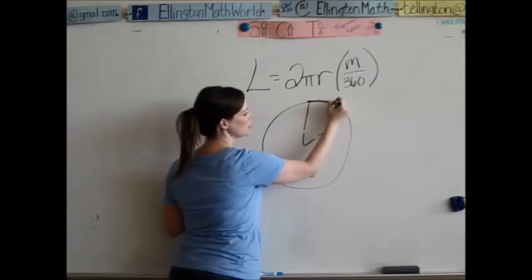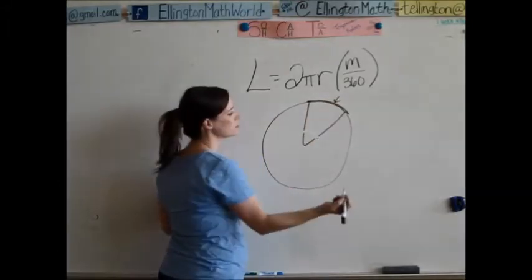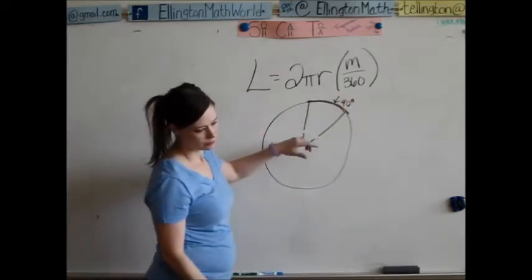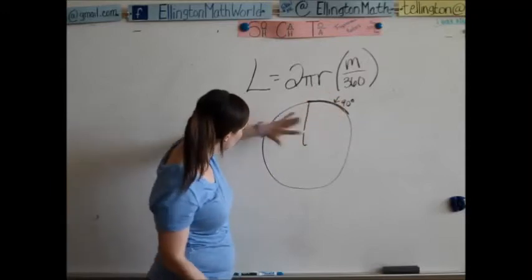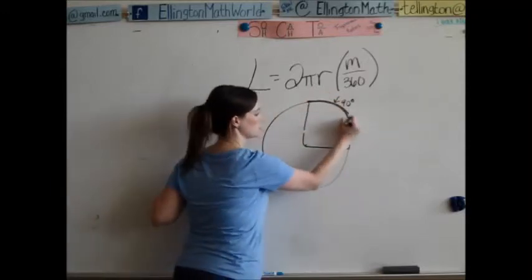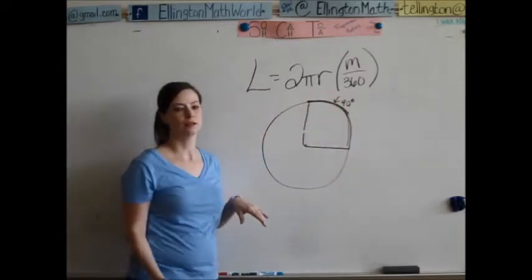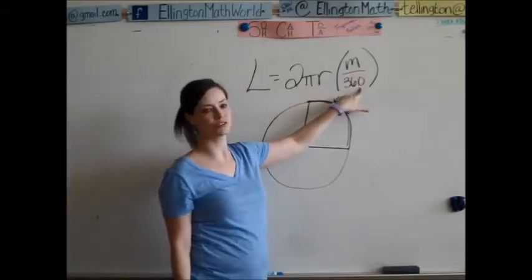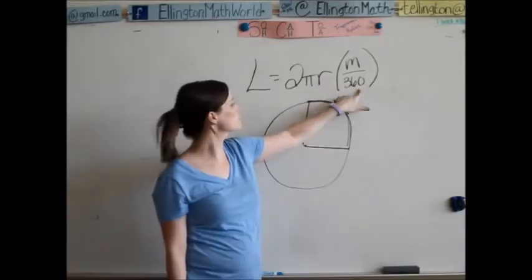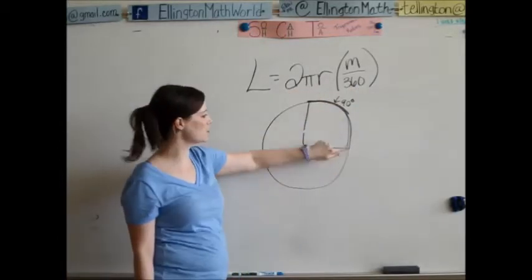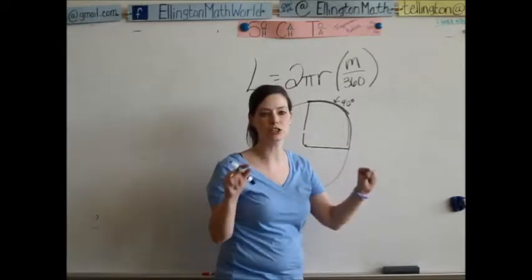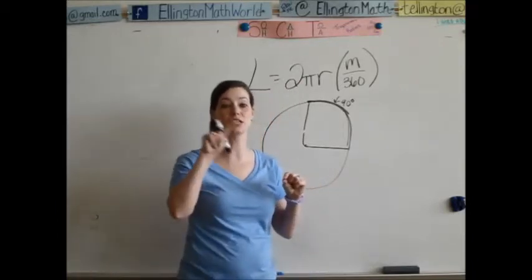This will be given to you in degrees. So say this is 90 degrees of the circle. If I know this is 90 degrees of the circle, I can find what portion of the whole thing, multiply that by the total circumference, and that'll give me the piece of it. And it'll give it to you in linear inches, rather than in degrees.